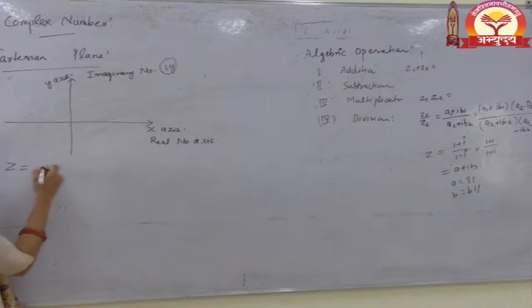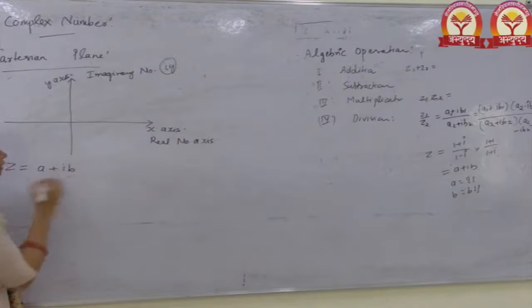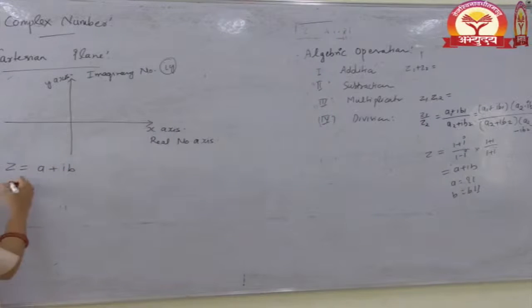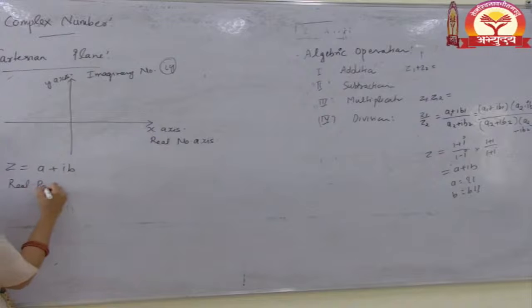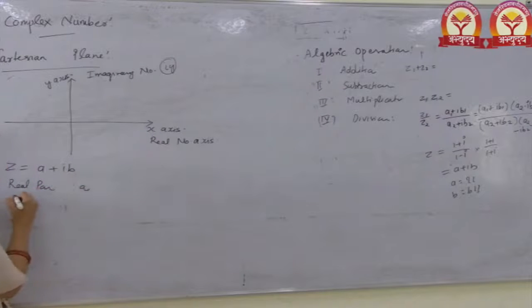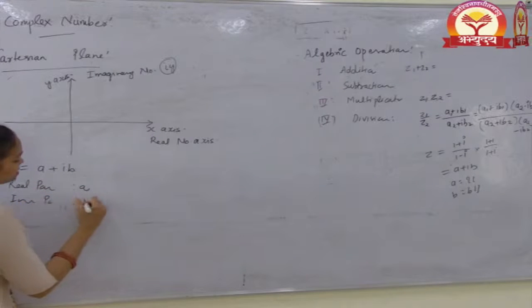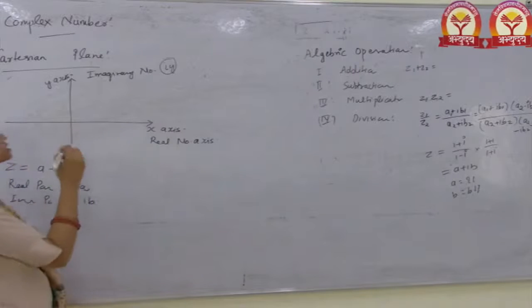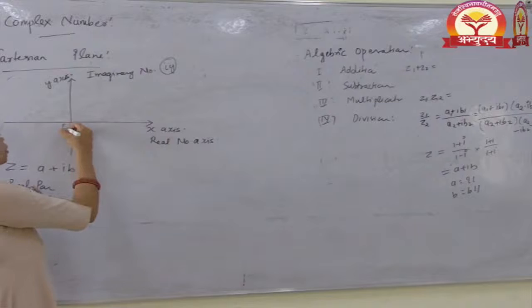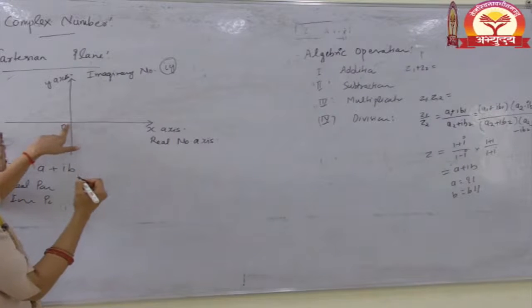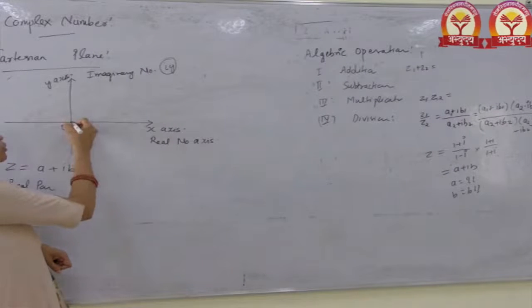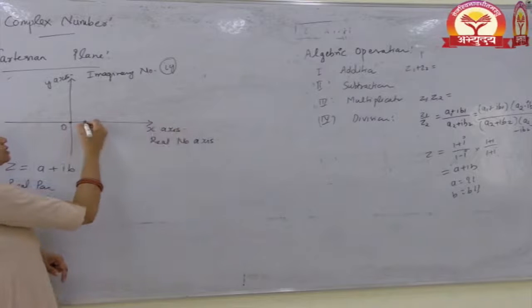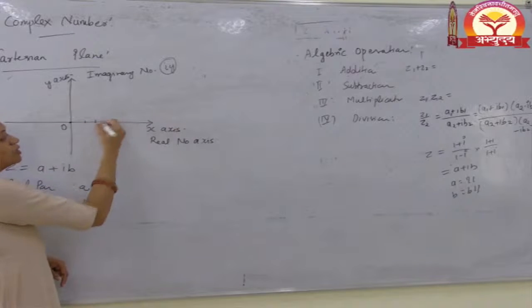Suppose we have to represent this x plus iy. Not x plus iy, let us see this a plus ib. What is the real part? That is a. Imaginary part, that is ib. a means कैसे represent करेंगे, what is the representation? That means this one is the origin, you have a point A.